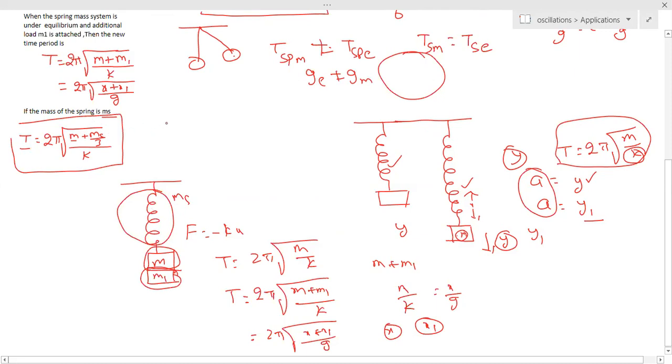Now, see why we wrote here ms by 3, because for a spring, if you calculate the center of mass, it will be at 1/3 of the spring. Okay, if you calculate the center of mass of the spring, the center of mass of the spring will be at 1/3 of this spring. So we'll add a term ms by 3 to this mass term.